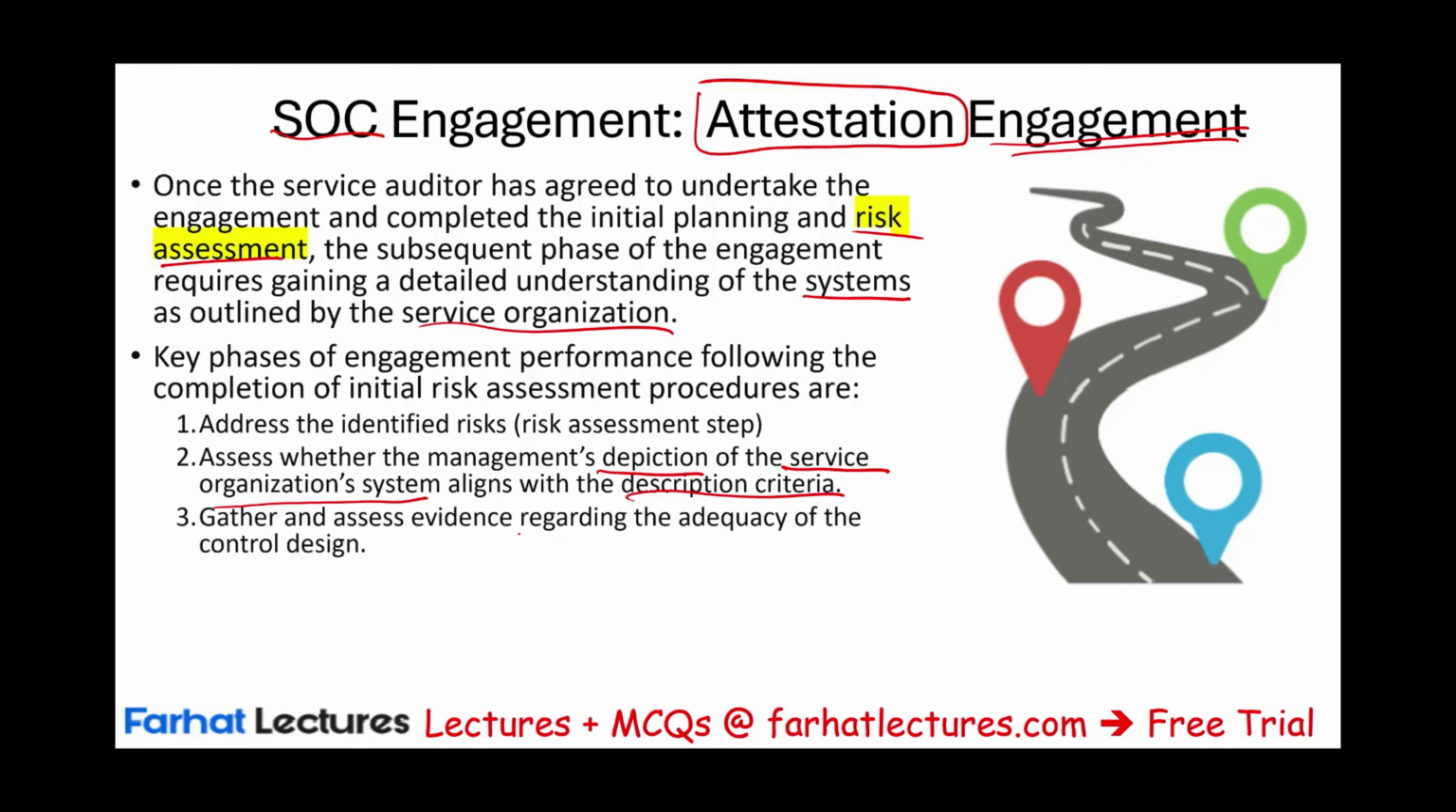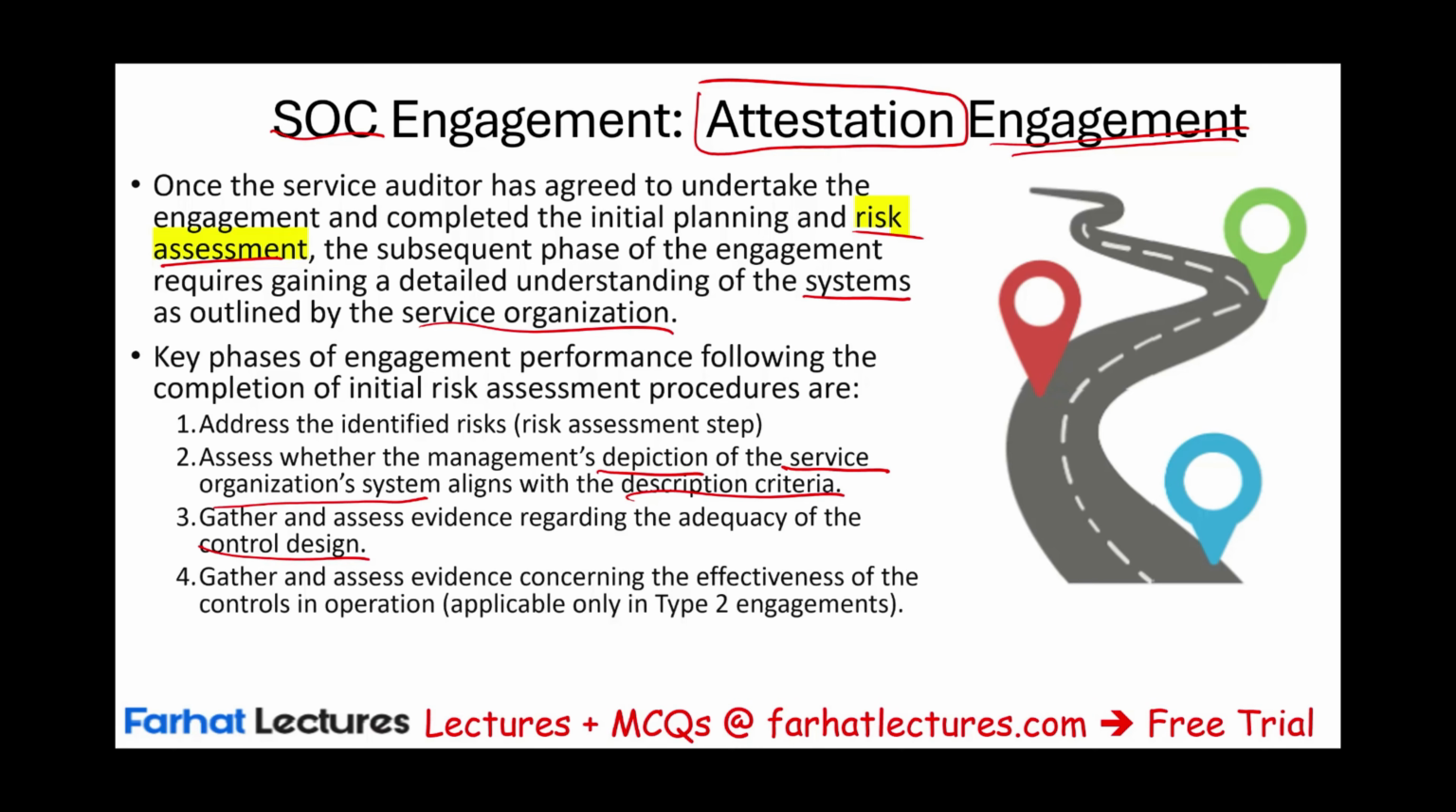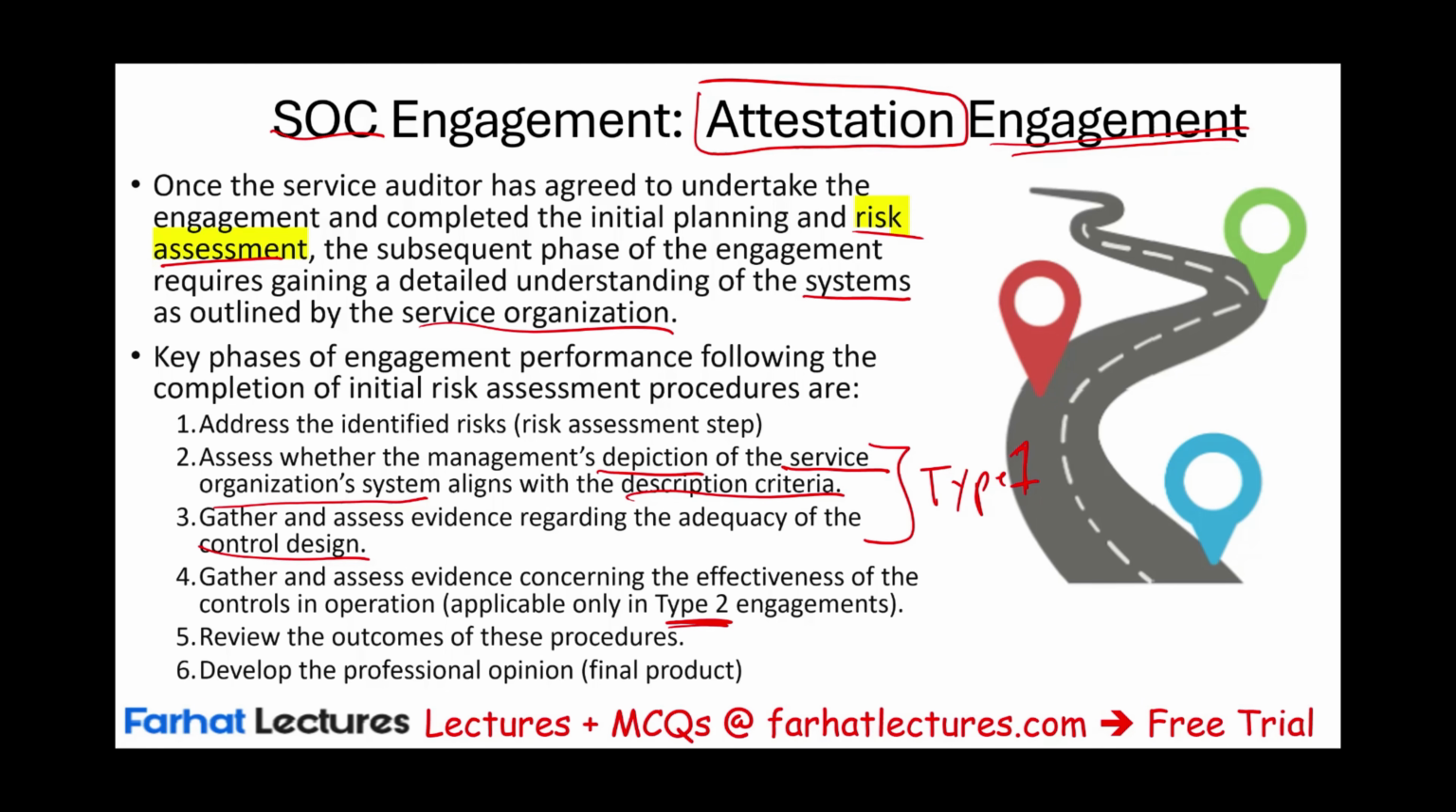Gather and assess evidence regarding the adequacy of the control design, whether the controls are working properly. Gather and assess evidence concerning the effectiveness of the control and operation, type 2 engagement, and those two are type 1. And I hope you know what type 1 and type 2 are by looking at those two statements at this point in your preparation. Review the outcome of the procedures, then form an opinion, go ahead and issue an opinion, and that will be the final product. So in this session, we're going to look at one step only, and that's how the auditor addresses the identified risk, or simply put, how do they respond to the assessed risk.